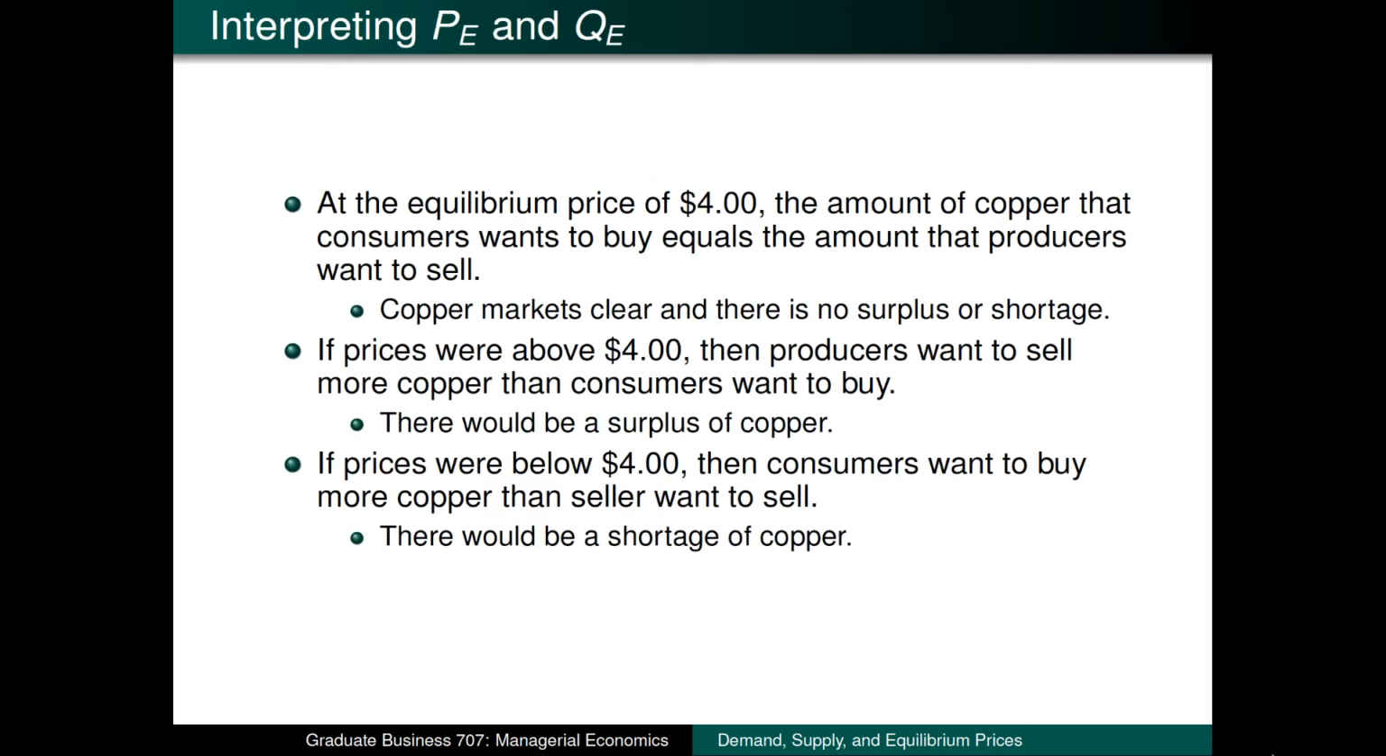Given that our original example is copper, we interpret PE equals $4 as the equilibrium price that makes it such that the amount of copper that consumers want to buy is exactly the amount of copper that producers made. If the market price was not equal to the equilibrium price of $4, then we would be in disequilibrium. In particular, if the market price was above $4, then there would be a surplus of copper since the quantity supplied is greater than the quantity demanded. On the other hand, if the market price was less than $4, then there would be a shortage of copper since the quantity demanded is greater than the quantity supplied.